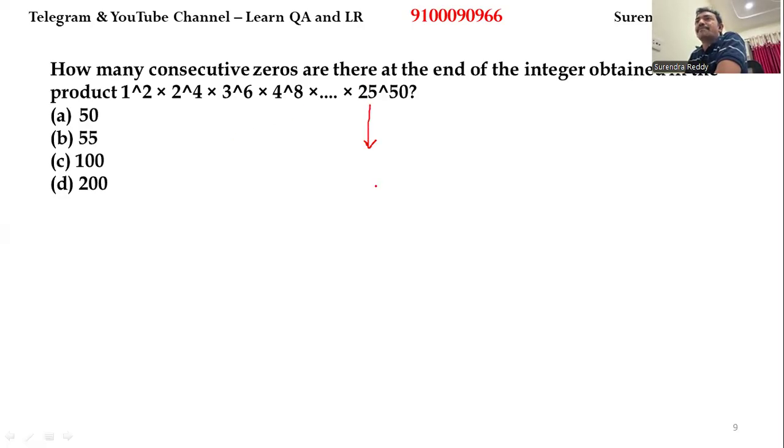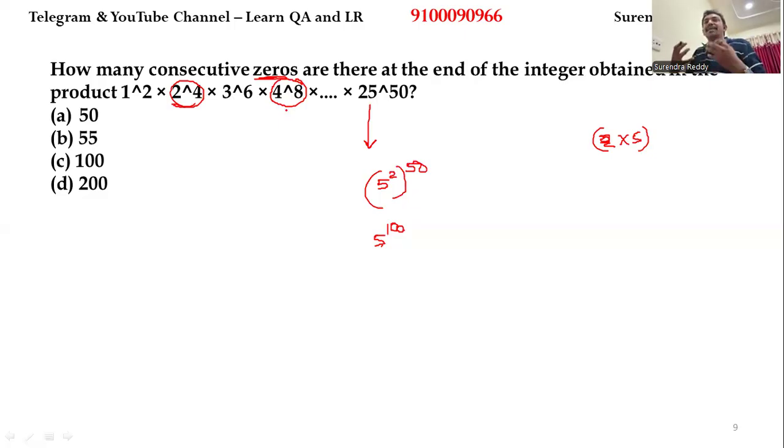If you look at 25/50, 25 can be written as 5^2, and 50 is 5^100, right? Basically, you are looking for terminating zeros, the number of zeros which come after a non-zero digit. Generally, a 0 can be obtained by the product of 2 and 5. So here you have 5^100. It is obvious that if there are 100 5s, every other number is having 2s. 2/4 means 2 is there for 4 times. 4/8 means 2 is there for 16 times. So it's obvious that 2s will be more in number.